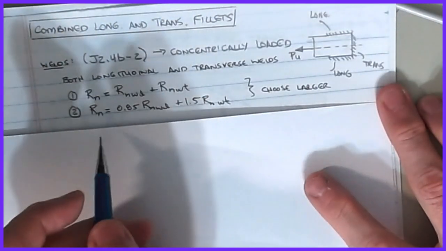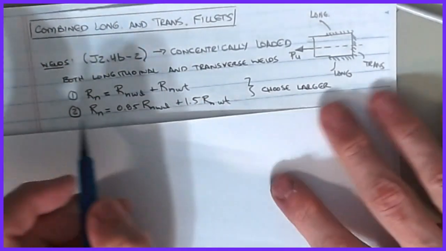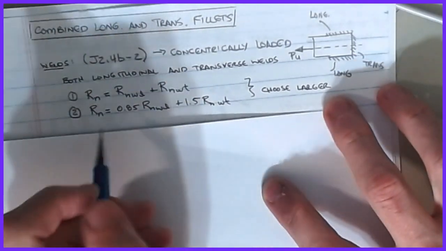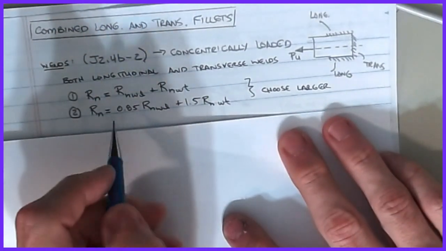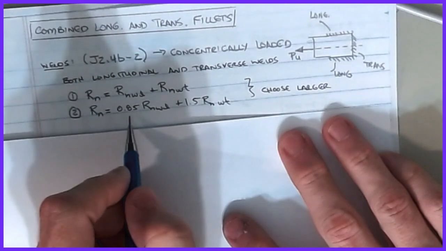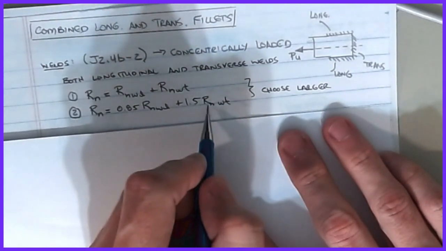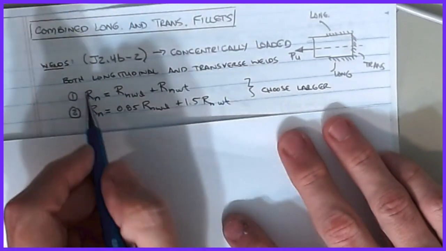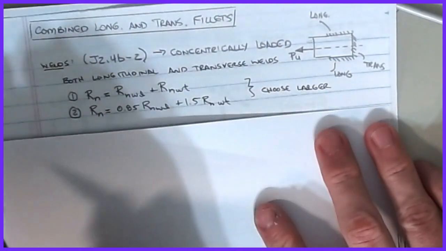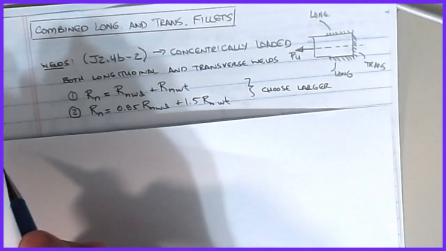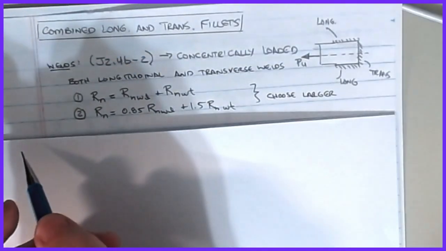And so the AISC recognizes that, and they say, all right, the other formula you can check to make sure that you're okay is that you're at 85% of the longitudinal plus 150% of the transverse. And of those two calculations, you're going to choose the larger as your capacity, right? And so that's what we're going to do.